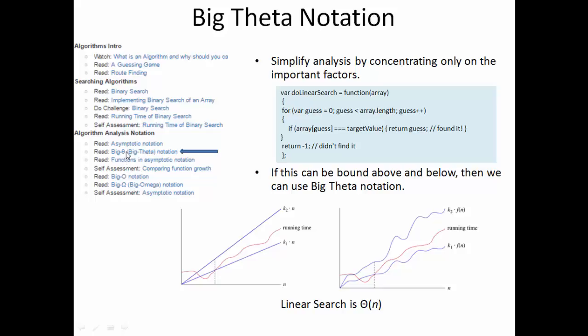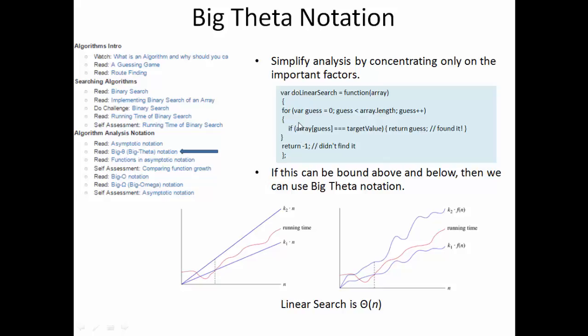So let's take a look at the first lesson, which is big theta notation. Again, big theta notation and all of these asymptotic notations focus only on the important factors. So for linear search, the code has a for loop going from 0 to the end of the array, saying if you found your guess.